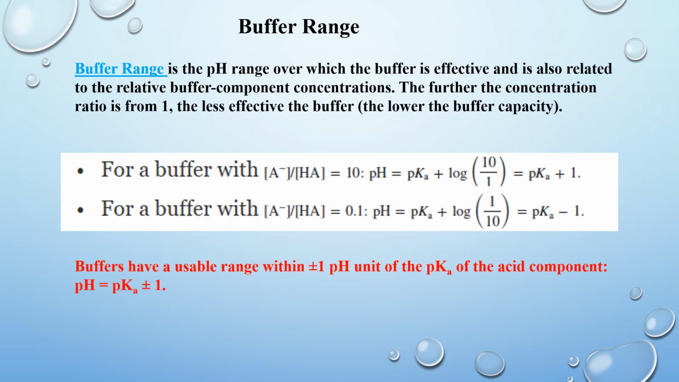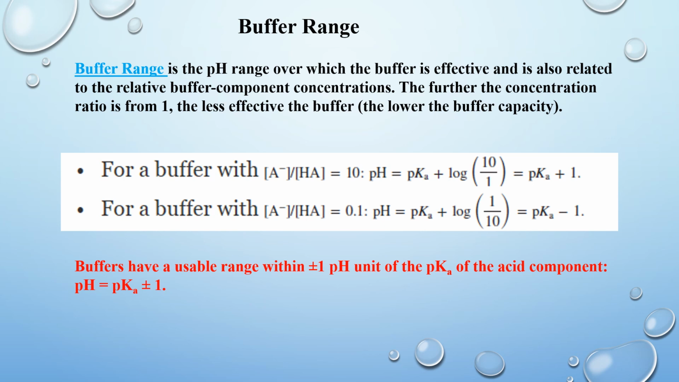The buffer range is another very important factor to be considered when you try to determine what type of buffer you want to use. The buffer range is the pH range over which the buffer is effective, and is also related to the relative buffer component concentration. The further the concentration ratio is from 1, the less effective the buffer, or the lower the buffer capacity. So again, you want the ratio of this acid and base to be close to 1.